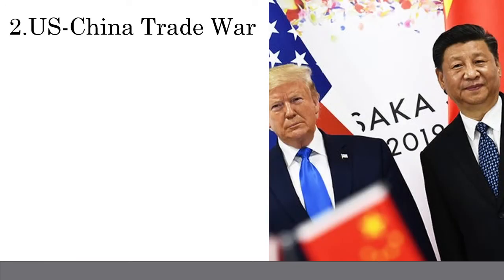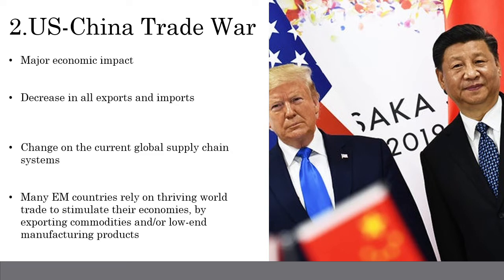The second topic I would like to expose is the US-China trade war. During classes, I was able to visualize the risks that the US-China trade war represents to the world. This disagreement between the two countries can generate major economic impacts, such as change in the current global supply chain and a decrease in all exports and imports.